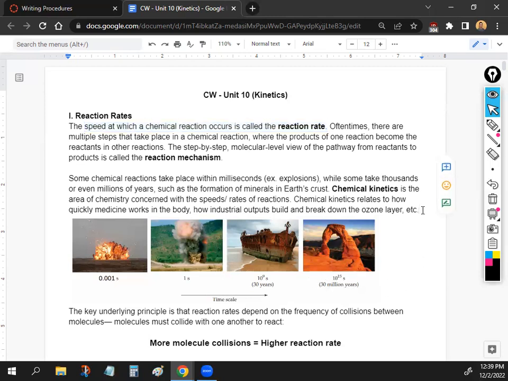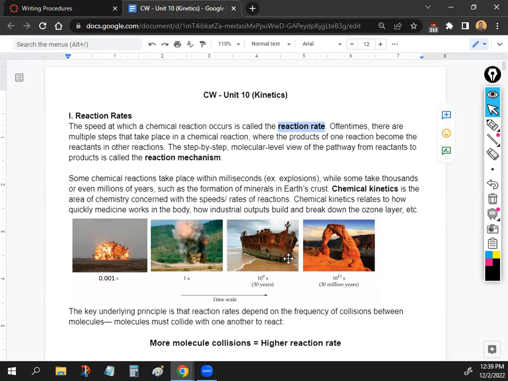And then we have some reactions that take millions of years. So like the breaking down of rocks and minerals and things like that, when they react with air and with water, that can take a really long time. Okay, so that's kind of what we're talking about. Obviously, we're not going to be talking so much about these super long reactions, but just keep in mind reaction rates can vary significantly.